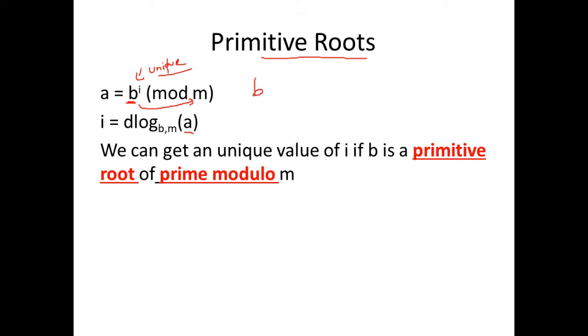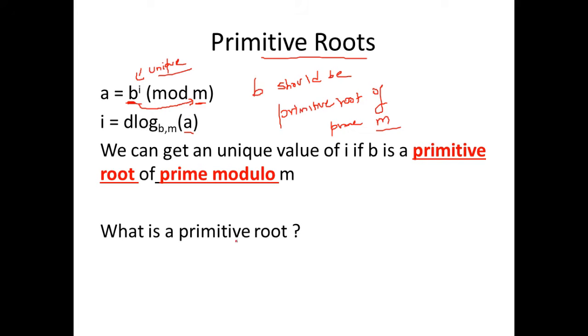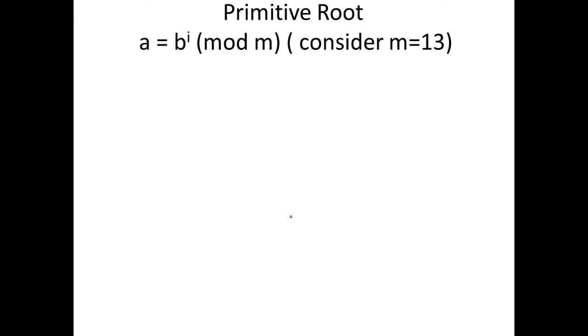So the value b should be a primitive root of this m, where m is a prime number. So if you want i to have unique values, what is the condition? b should be a primitive root of a prime m. So m should be a prime number. Next, what is this primitive root? We have to understand that. For that, we'll take an example and understand.